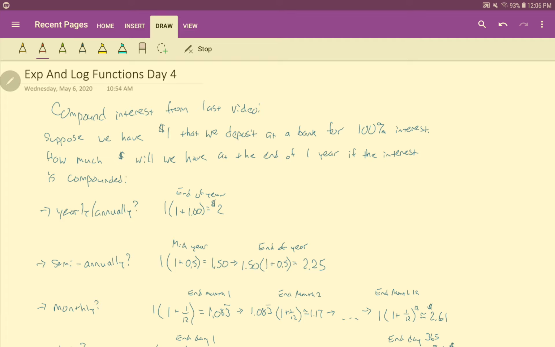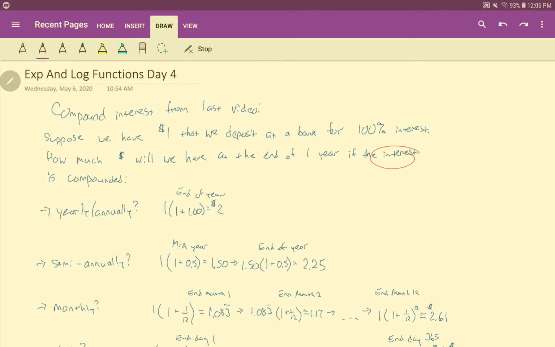So here's the situation we're going to start with. We've got $1 that we're going to deposit at a bank, and that bank's going to be really nice and give us 100% interest. So how much money will we have at the end of 1 year if the interest is compounded?